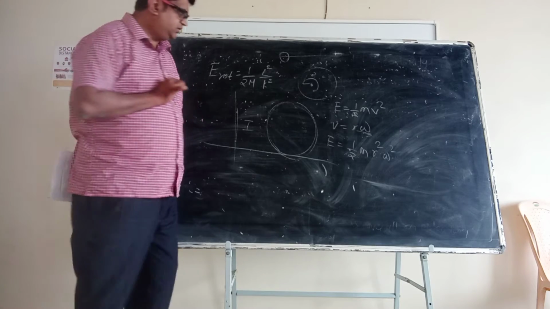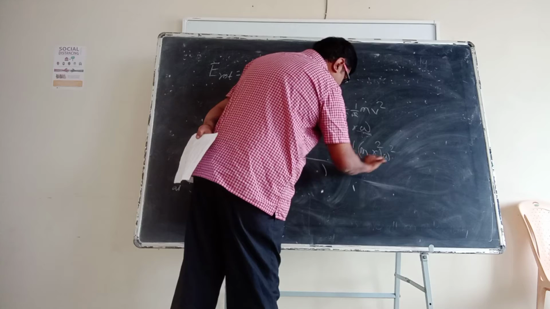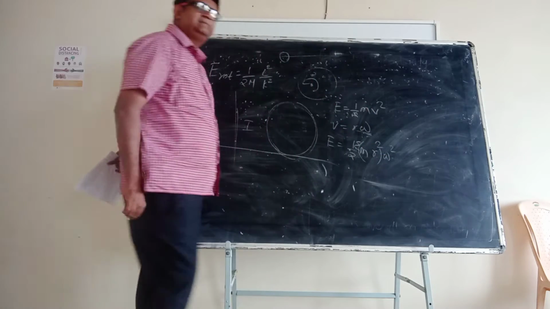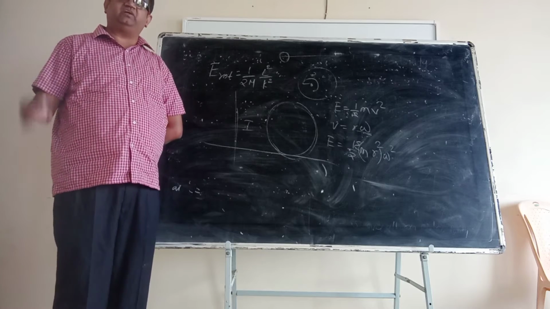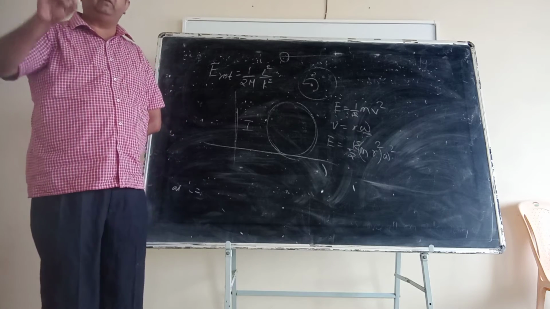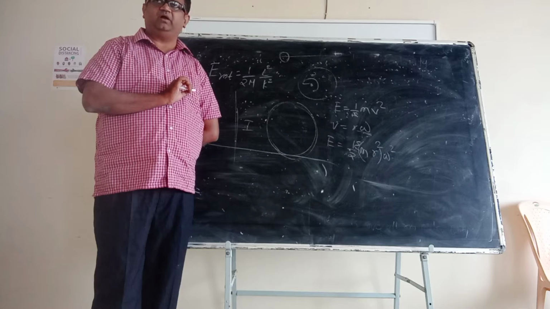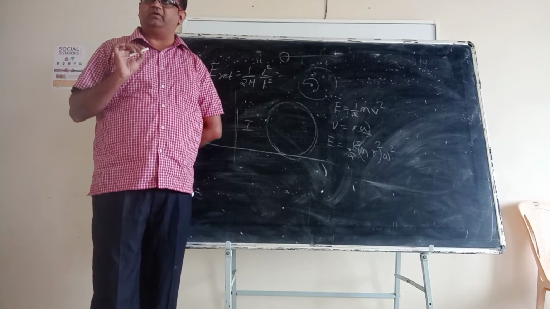Look at this term. If I put a sigma here, what am I doing? Sigma mr square. What is sigma mr square? That is the basic definition of moment of inertia I told you. Right? What is the basic definition of moment of inertia?